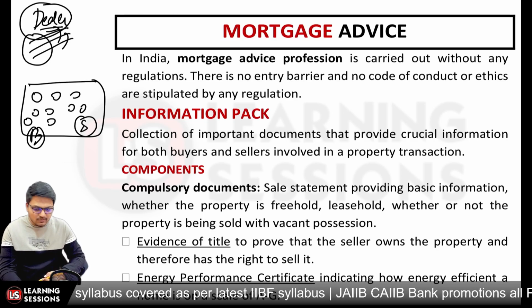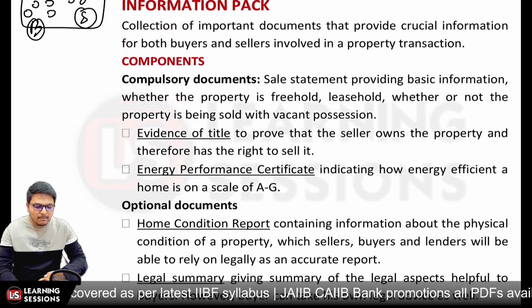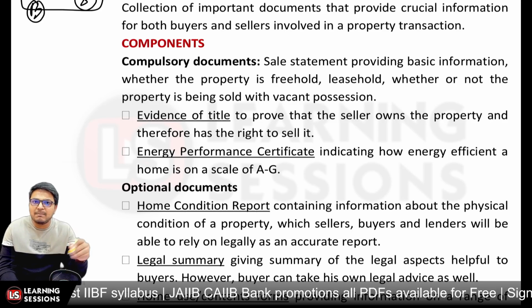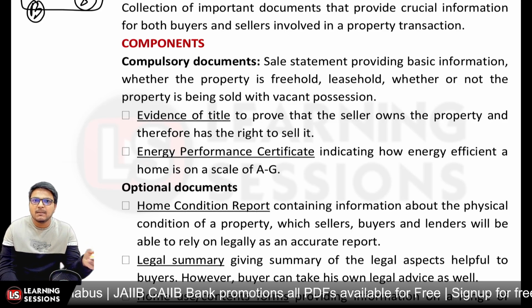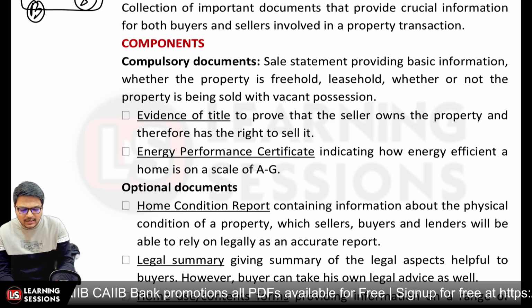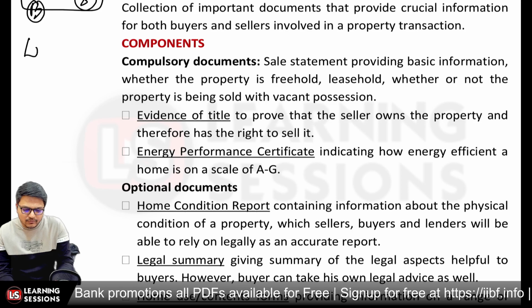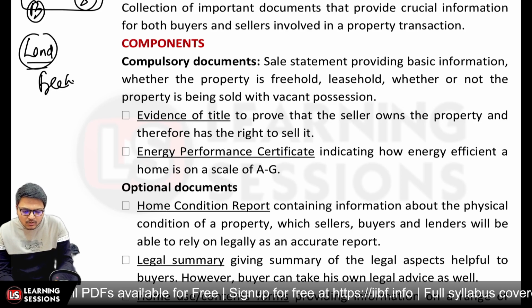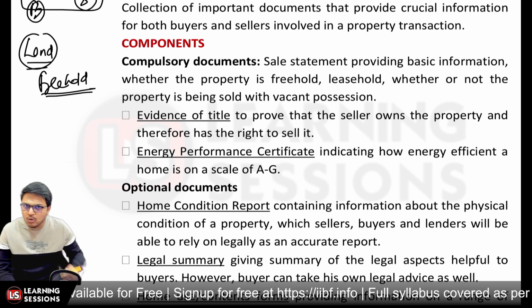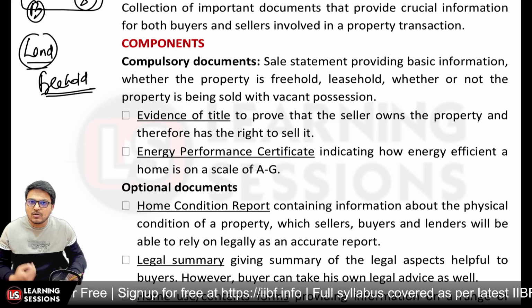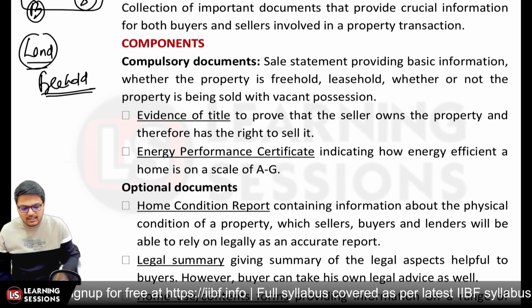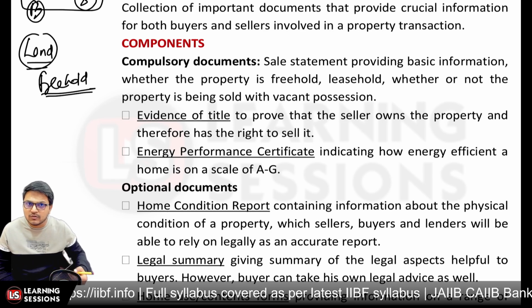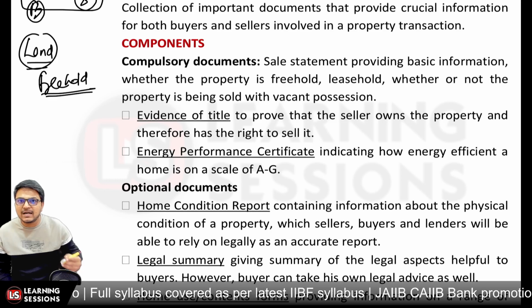Now, what are the components of the information pack? First of all, it's the compulsory documents. Now, the sales statement provides the basic information. If you want to know about the land, we want to know whether the land is freehold or leasehold, or we want to know other things about the land. Is its possession vacant or something, right? And also we want to look for the evidence of the title over there. We want to look for the EPC over there.